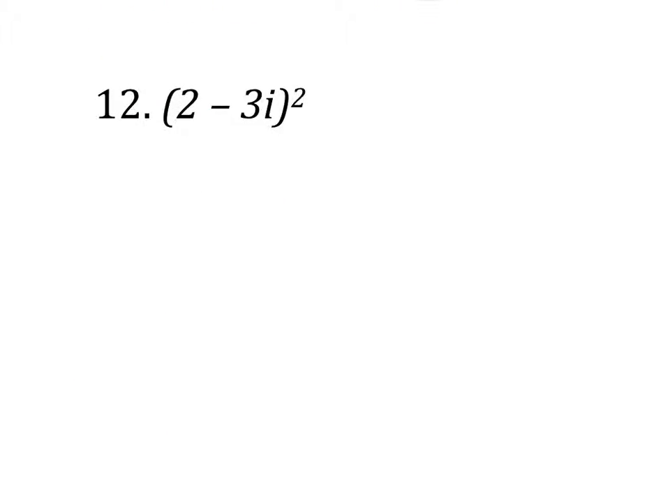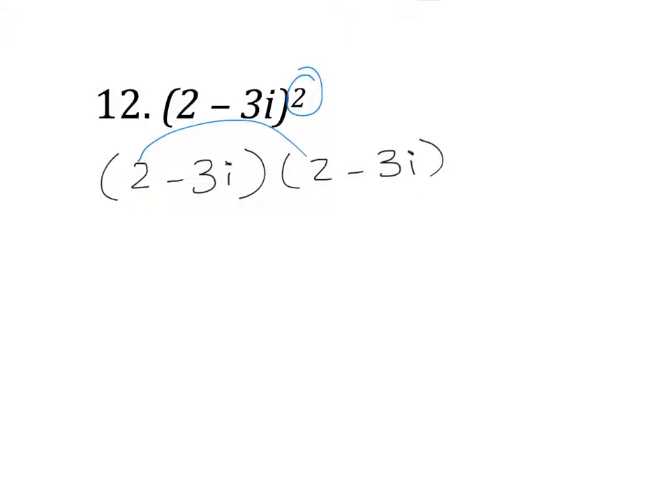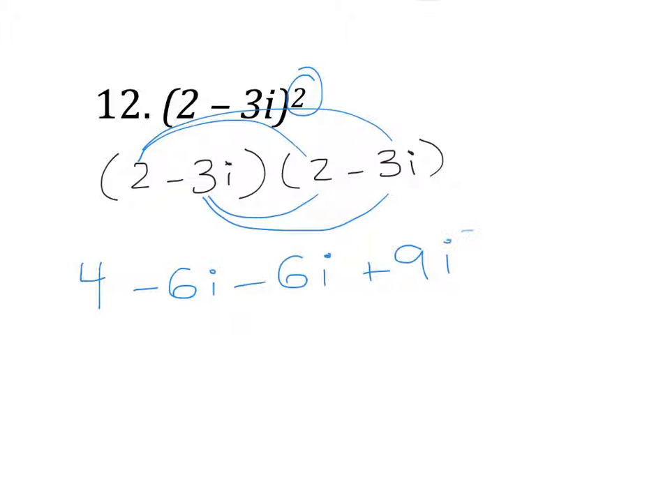2 minus 3i squared is basically 2 minus 3i times 2 minus 3i. So again, we FOIL. So write it twice if there's a square. 2 times 2, that's a 4. 2 times -3i, that's a -6i. -3i times 2, that's another -6i. -3 times -3, that's a 9i squared.